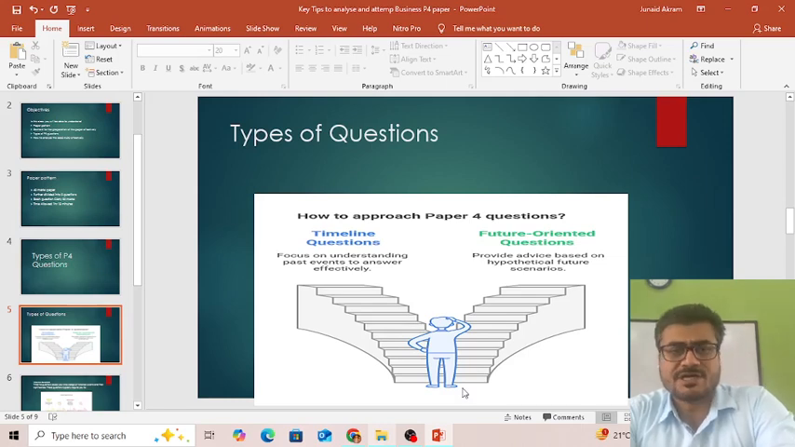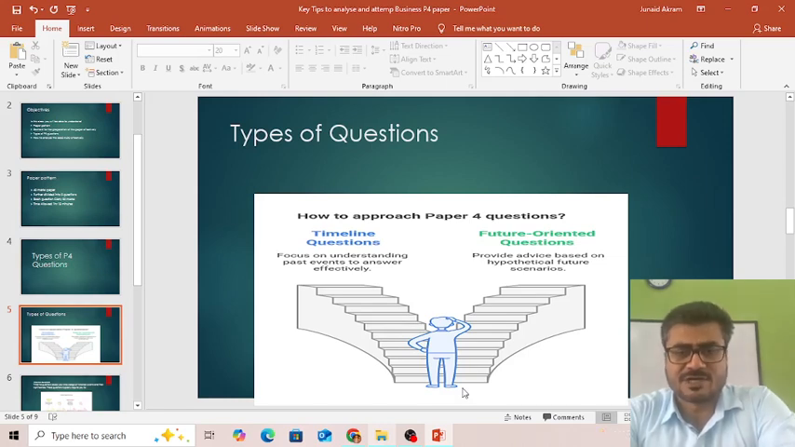So you need to analyze the information that has happened in the past over a number of years, and analyze and evaluate the information that the business case study has provided you. So this is one type of question. You will be asked questions based on the timeline. And number two, the question will be about the future business strategy.